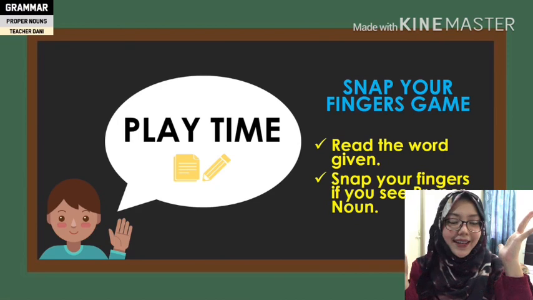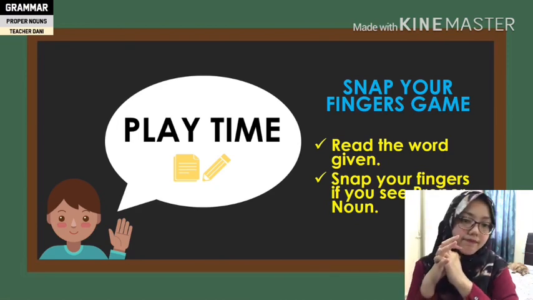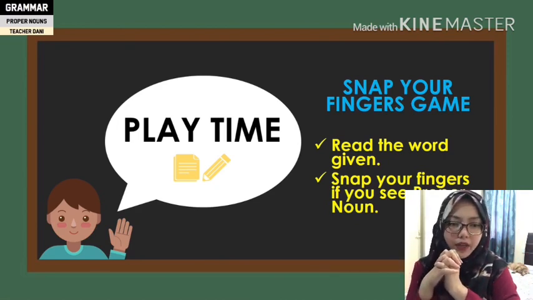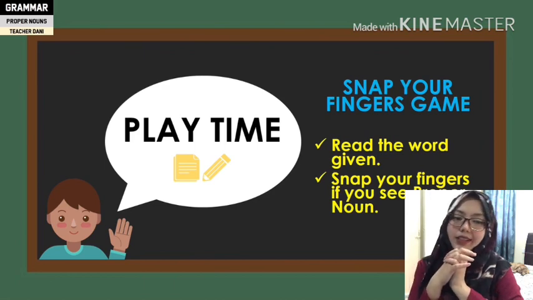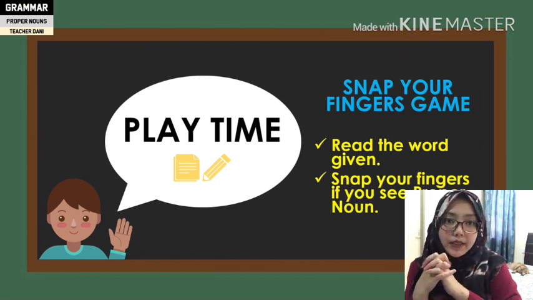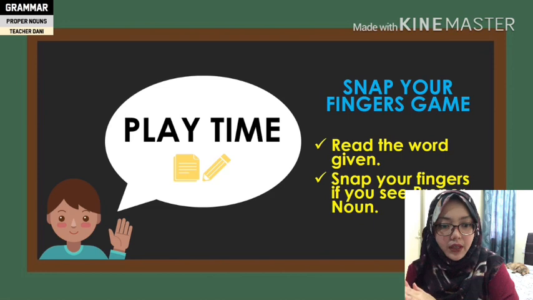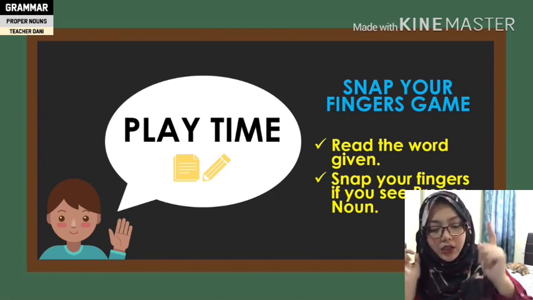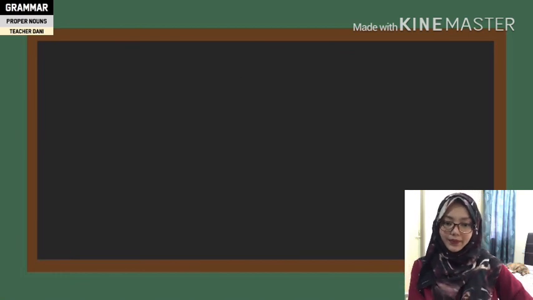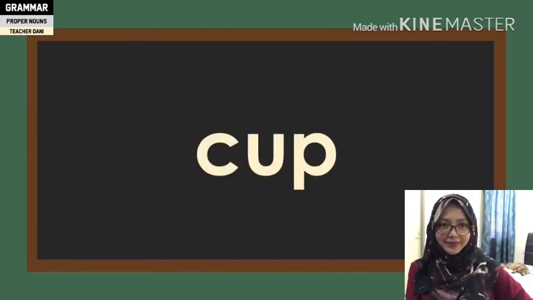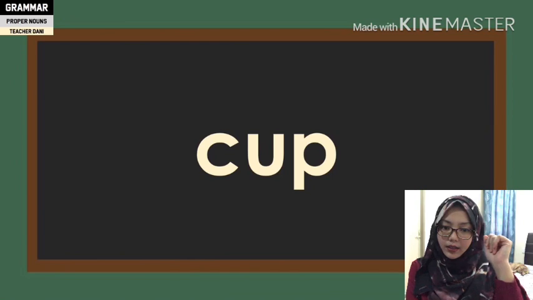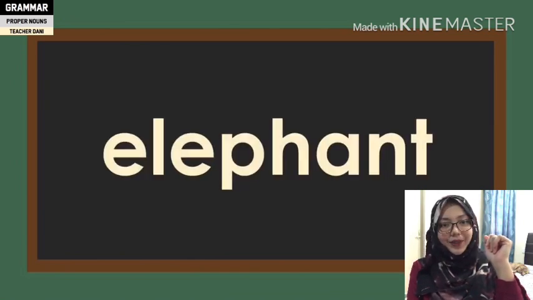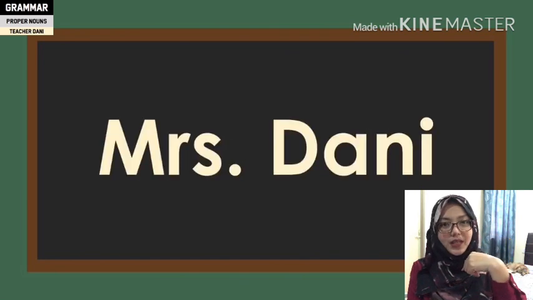Now it's playtime. Okay, what is the game? Snap your fingers game. Oh, I think this is easy. Based on the instruction, we have to read the word given and then we are going to snap our fingers if we see a proper noun. Let's start now. Cup. Nah, I'm not gonna snap my finger. Elephant. No, we don't have to snap our finger. This is a common noun. Mrs. Dani, hey, that's me. And it's in capital letters, so it's a proper noun.